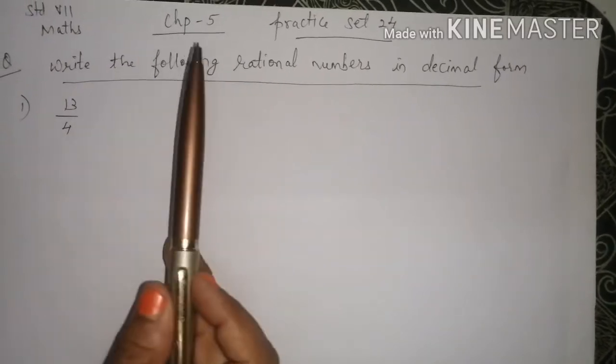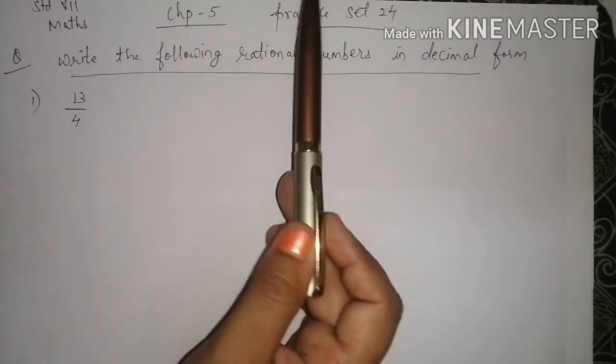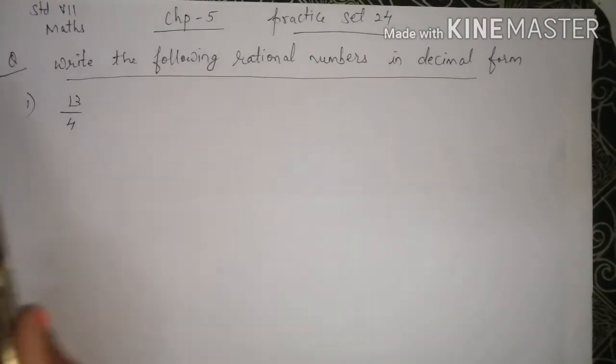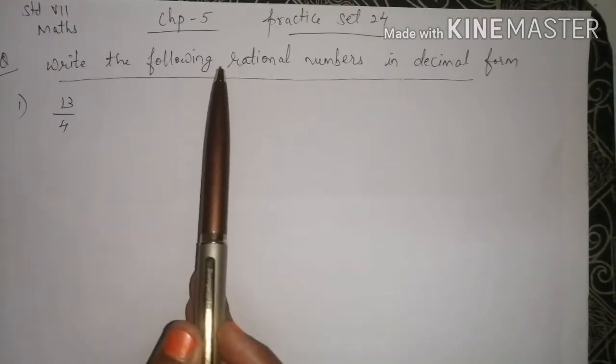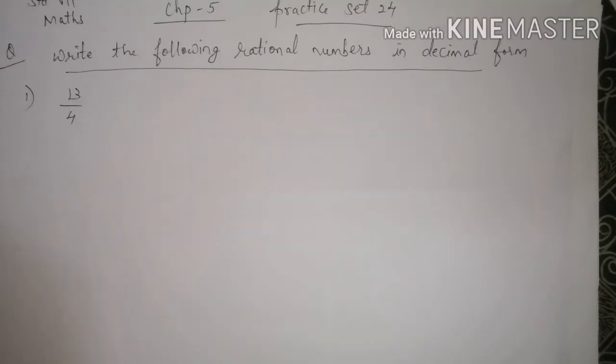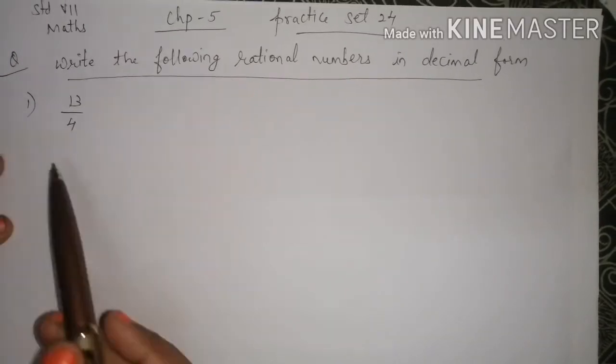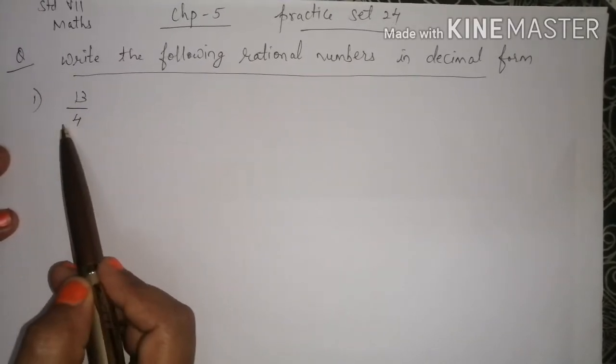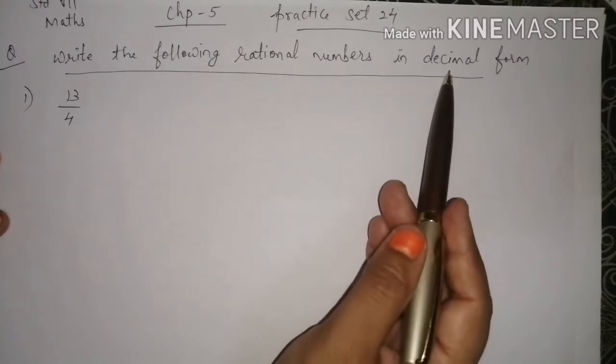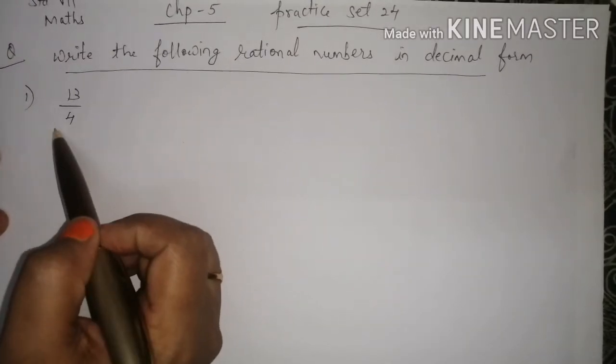Welcome students. Today we are going to continue our chapter 5 practice set 24. The question is, write the following rational numbers in decimal form. The rational number given to you is 13 upon 4. To bring that rational number into decimal form, you have to divide.